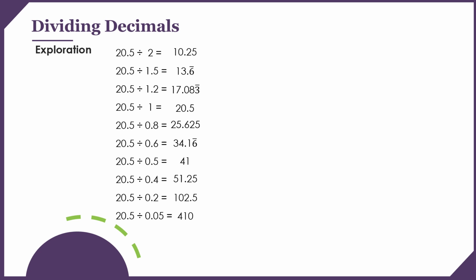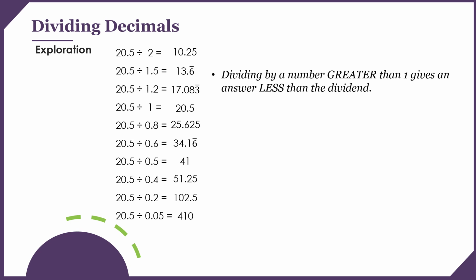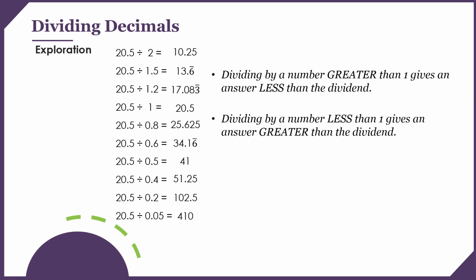Students, again, hopefully will come up with some things like dividing by a number greater than 1 gives an answer less than the dividend. Dividing by a number less than 1 gives an answer greater than the dividend. And the smaller the divisor is, the greater the quotient ends up being, of course, because we're fitting more of those little groups into that dividend.